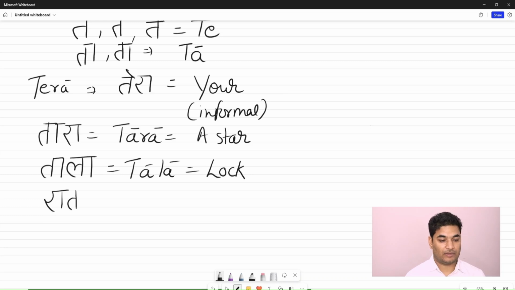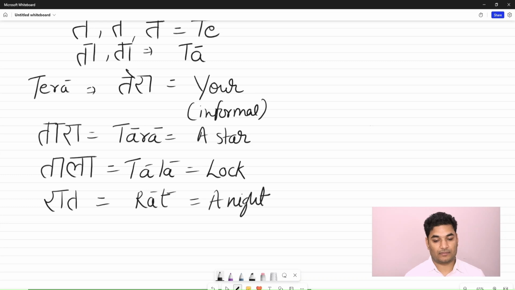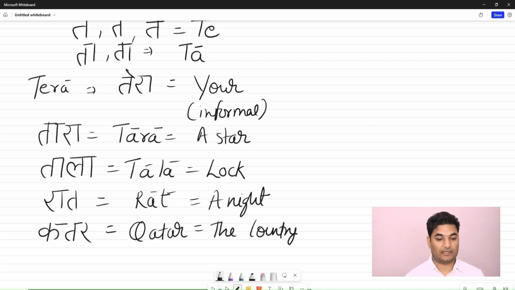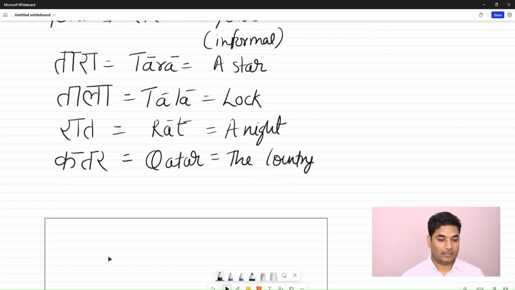Ra, raat. Raat is a night. Then we have a country name, Qatar, Qatar. Country name Qatar will be written like this. Fine. Then we have again a word, Ret. Ret will be sand.